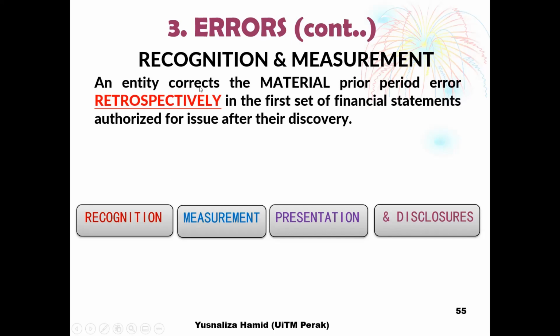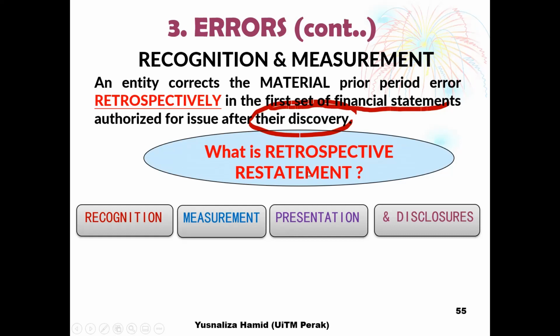An entity will normally correct the material prior period error retrospectively in the first set of the financial statements authorized for issue after their discovery. What is retrospective restatement? When you talk about retrospective restatement, it involves the correction to the recognition. You have wrongly recognized, so you have to go and do the correction to the recognition.